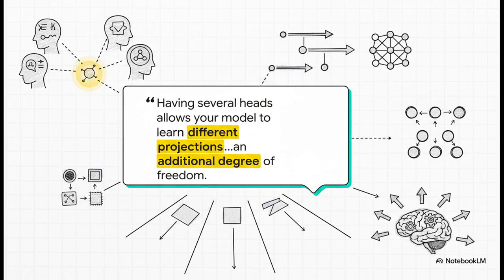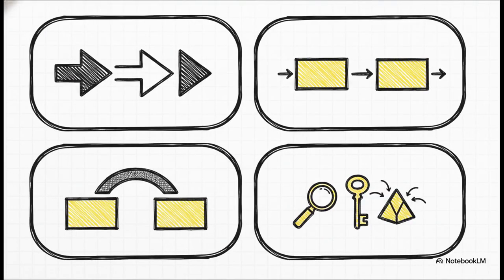This is the real aha moment. Think about it. One head might learn to track how nouns relate to verbs, grammatical stuff. Another head might focus on conceptual relationships, like how king and queen are related. It allows the model to learn all these different kinds of associations all at once. It's incredibly powerful. So let's put it all together.